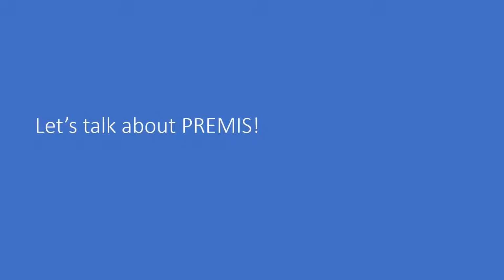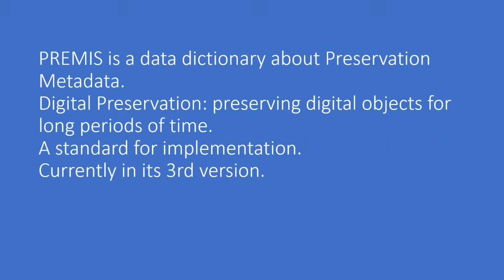Thanks, Tim. Now let's talk about PREMIS. PREMIS stands for Preservation Metadata Implementation Strategies. As Tim said, metadata is data about data. It helps us locate and describe data. PREMIS concerned itself specifically with preservation metadata, and that is metadata that you need to understand the digital preservation process. And that means preserving digital objects for long periods of time.